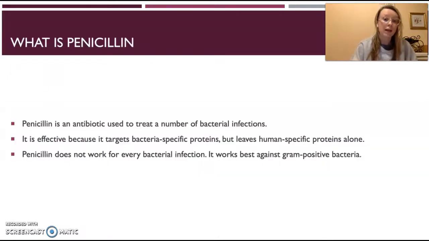Penicillin is an antibiotic that's used to treat a number of bacterial infections. It's effective because it targets bacteria-specific proteins, but it leaves human-specific proteins alone. Penicillin does not work for every bacterial infection, and it works best against gram-positive bacteria.